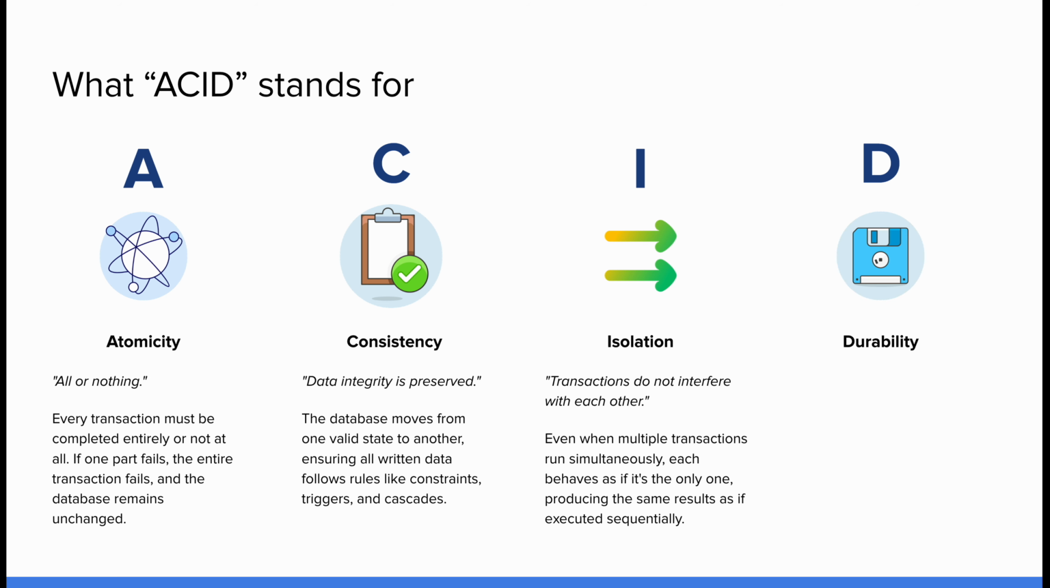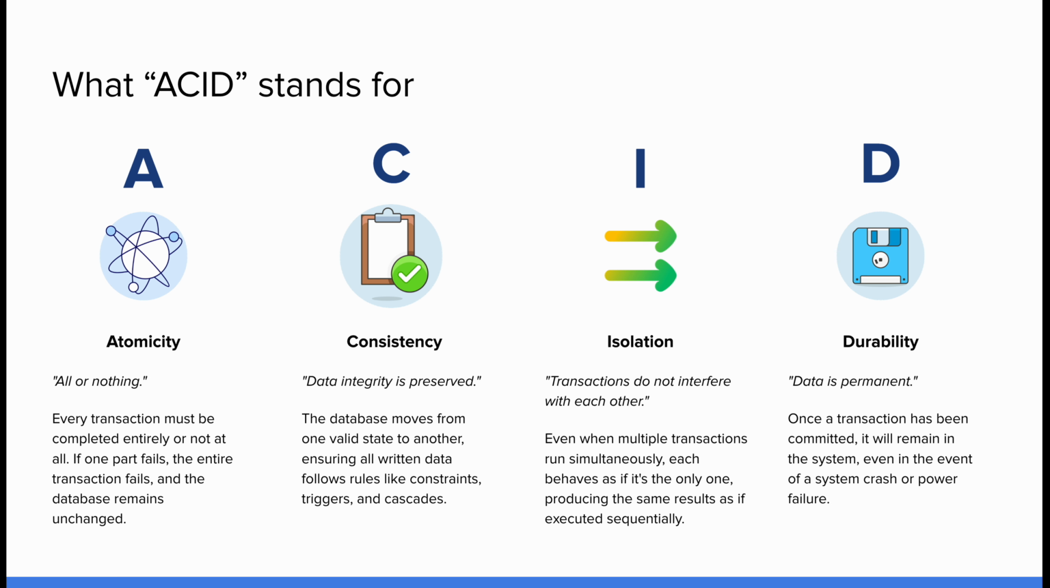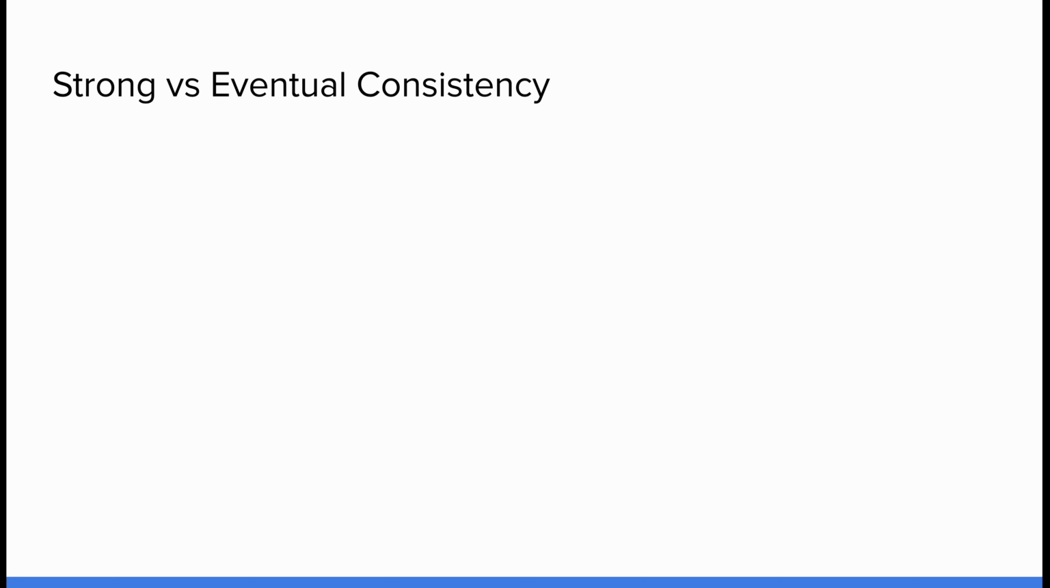D is for durability. Durability guarantees that data is permanent. So once a transaction is committed, it will remain in the system, even in the event of a crash or a failure. This ensures that committed data is stored reliably. So in summary, ACID is a standard that ensures that transactions are processed reliably and consistently. When you see the acronym, that's what that means.